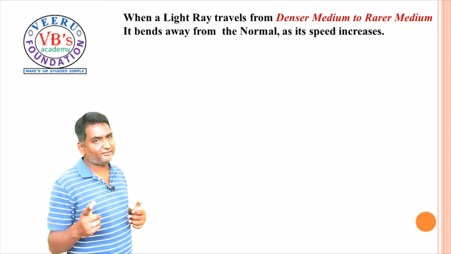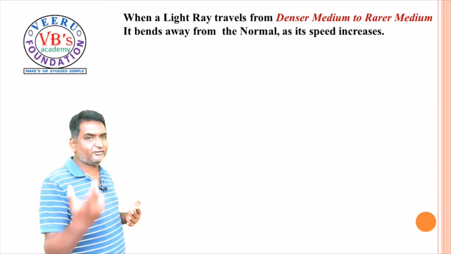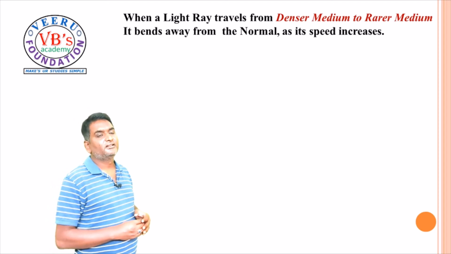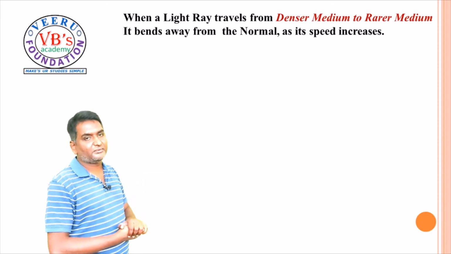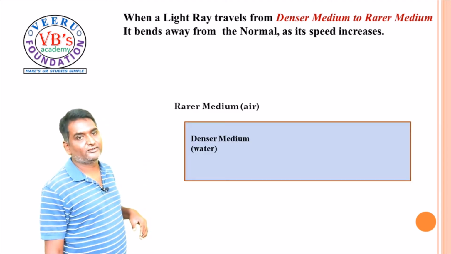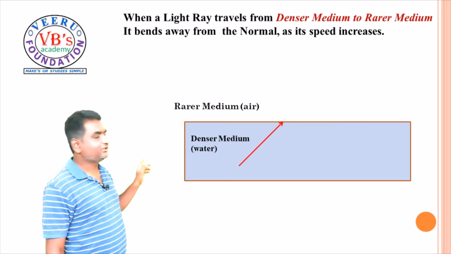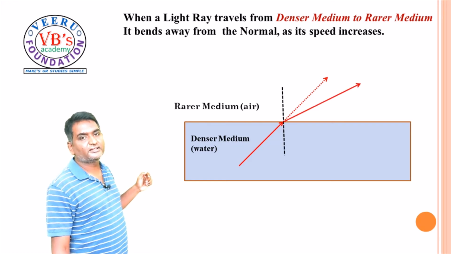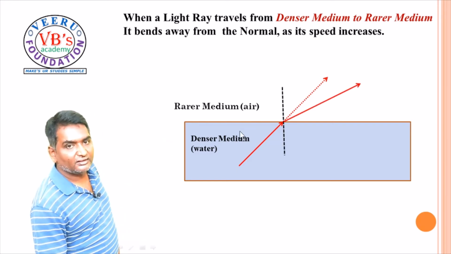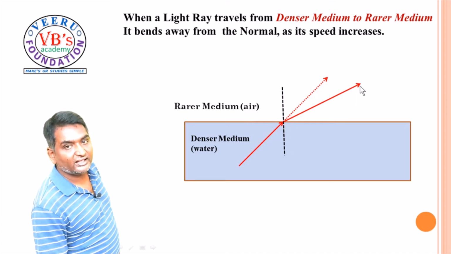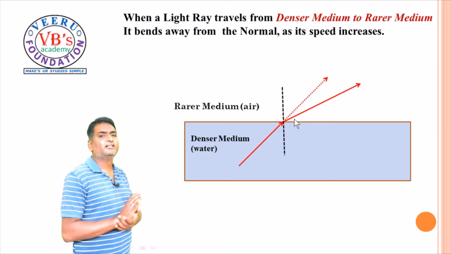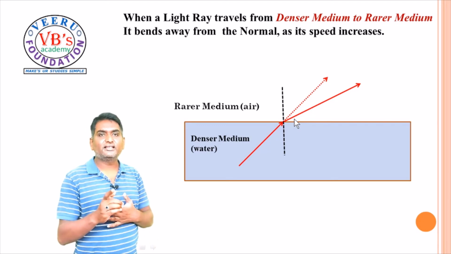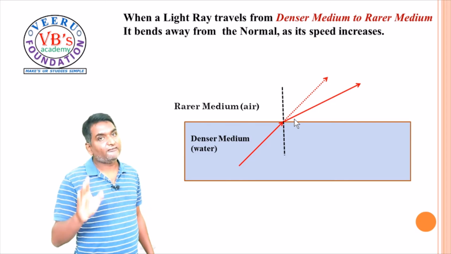Now we will discuss refraction when light rays move from denser medium to rarer medium. Previously we discussed light rays moving from rarer to denser. Now we will discuss denser to rarer medium. When light rays move from denser medium to rarer medium, they bend away from the normal. Why? Because the speed increases. We have taken the denser medium and rarer medium. This is the incident ray, which has to pass in a straight direction. Instead, it bends away from the normal. You see, here is the normal. The light ray bends in this direction, meaning it is moving away from the normal. So whenever the light ray moves from denser medium to rarer medium, as its speed increases, it prefers a longer path, hence it passes away from the normal.